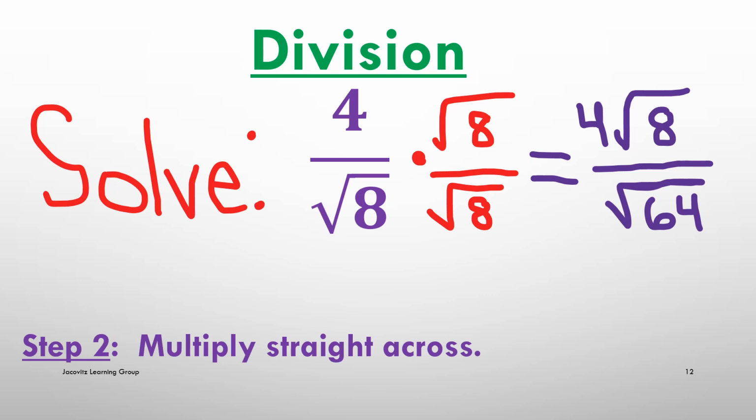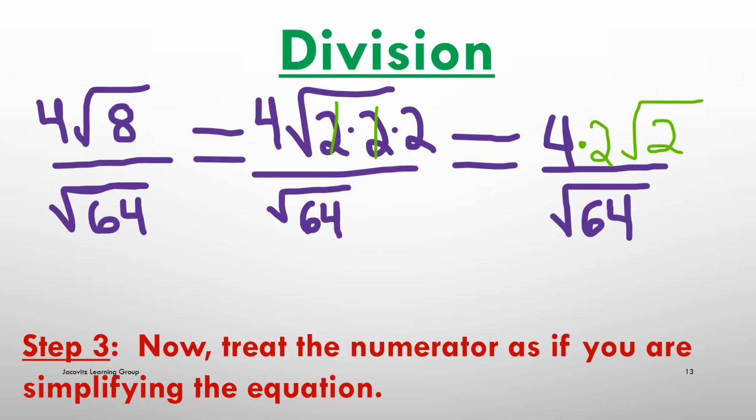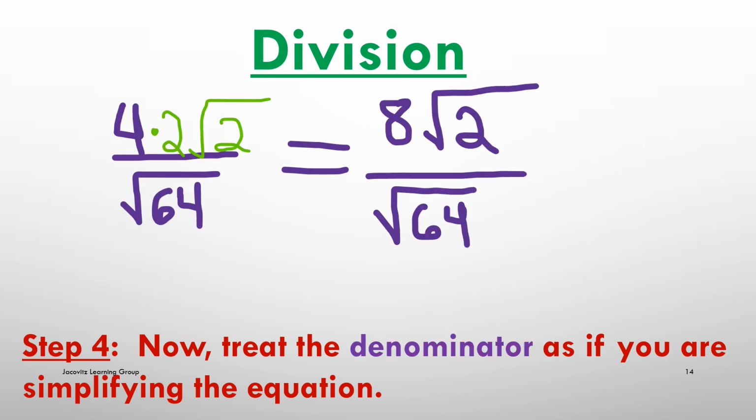So now you have 4 times the square root of 8. We multiplied straight across here. So you have 4 times the square root of 8 over the square root of 64. Okay, stay tuned. See what's going on here. Let's take care of the top first. This now is 2 times 2 times 2. Now you can do that, and you come over here and you can take these two 2's out. And that becomes 4 times 2 times the square root of 2 over the square root of 64. You already know this is going to be 8, right? Okay, let's go on to the next slide.